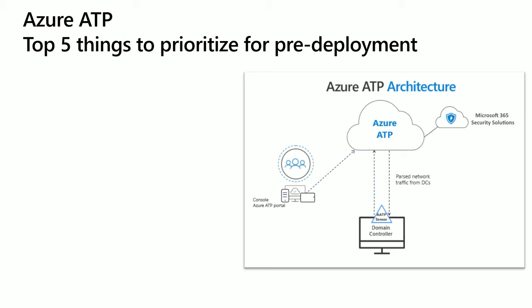So the components that we have here is we need to deploy a sensor, an agent, on your domain controller. And then that sensor is going to be doing some network traffic inspection. We're going to be looking at some events, and then we're going to take select pieces of that information and forward that up to the service, where the service is going to be doing the detections for us. So here are the top 5 things.